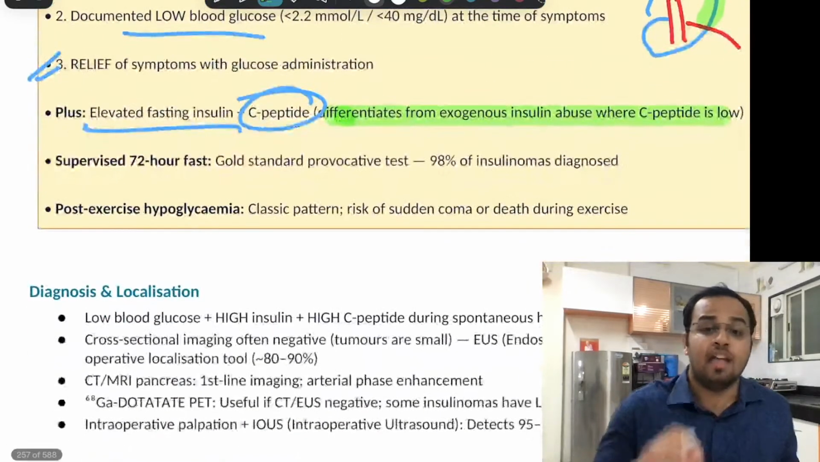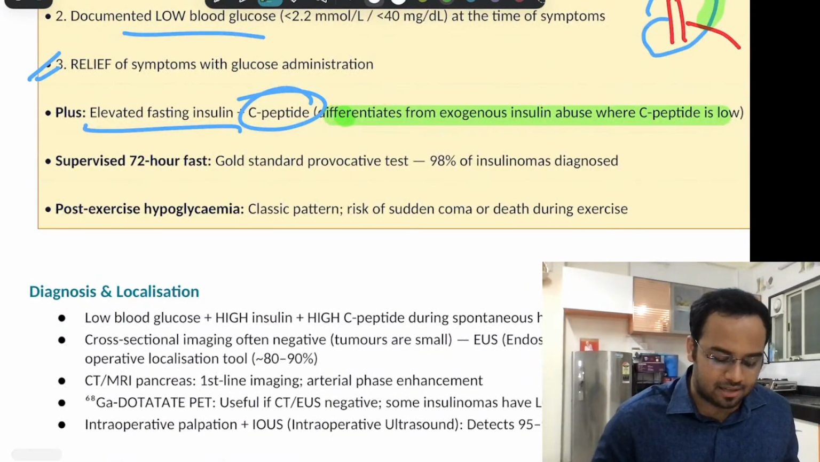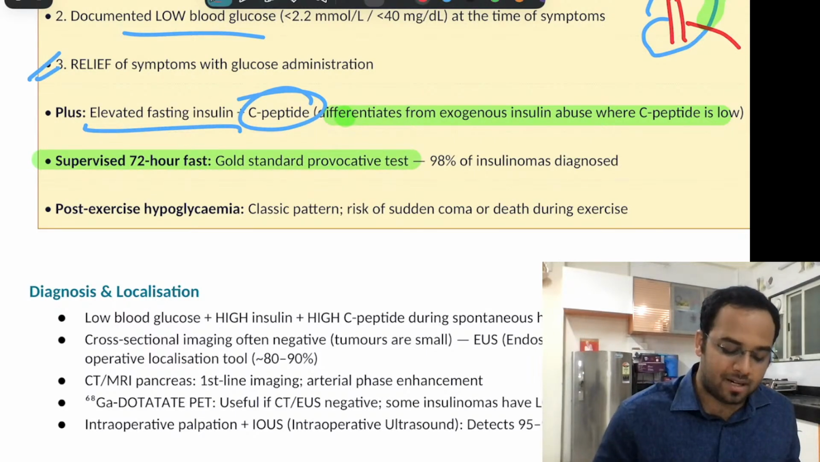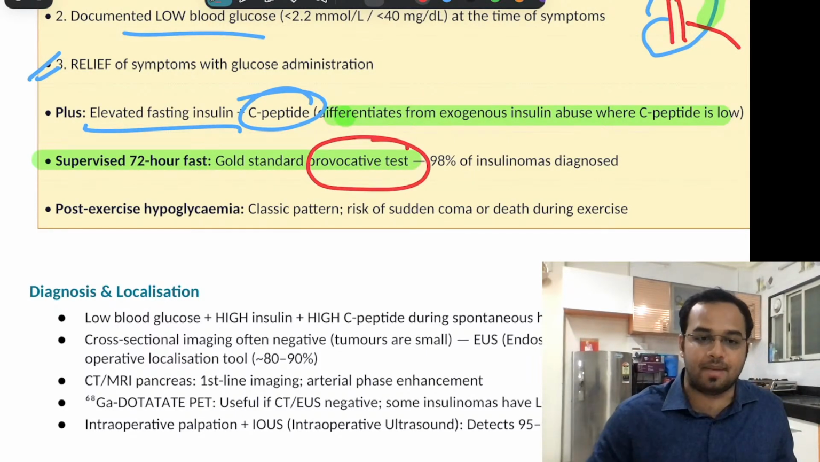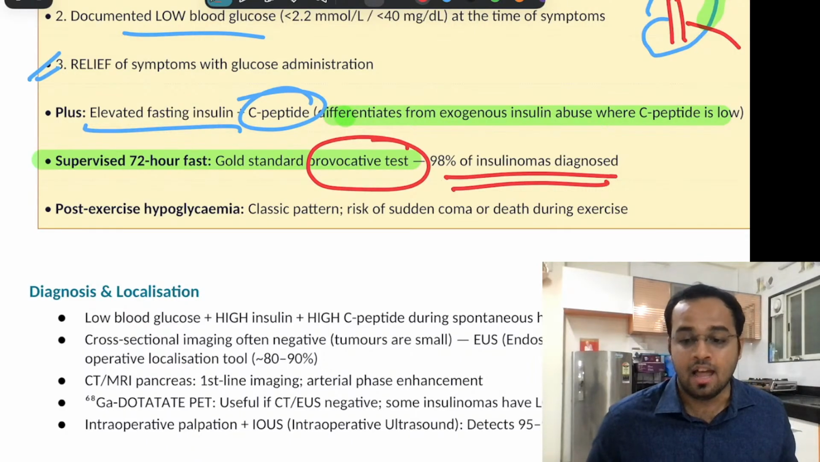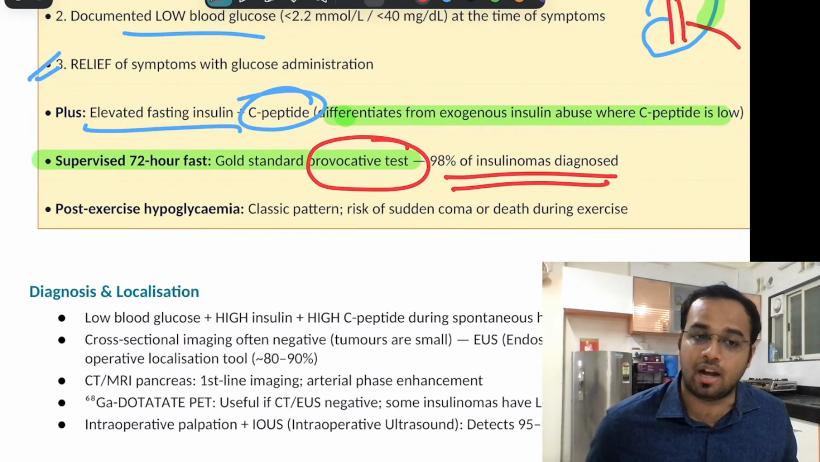सो क्या करना है, तो पेशेंट को diagnostic test is going to be supervised 72 hours fasting. It is the gold standard test. तो पेशेंट को purposely हम लोग हाइपोग्लाइसीमिया करने वाले हैं. And 98% insulinomas are diagnosed by just this, but घर पे भेज के ये टेस्ट कर नहीं सकते, पेशेंट को एडमिट करना पड़ रहा है.